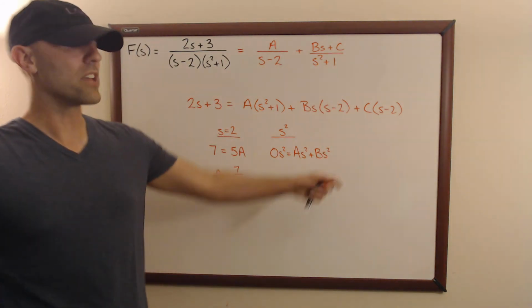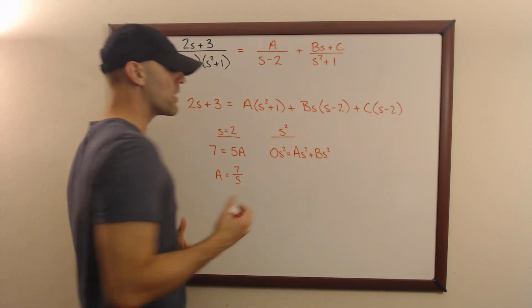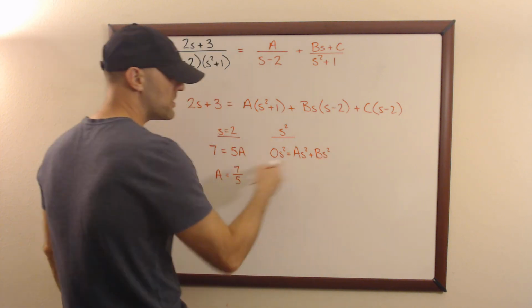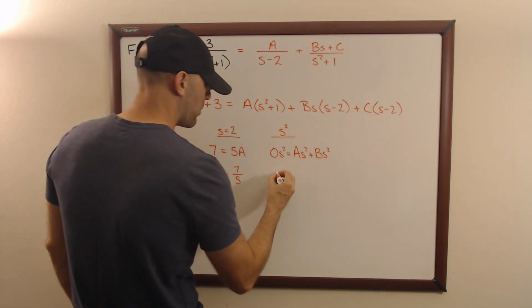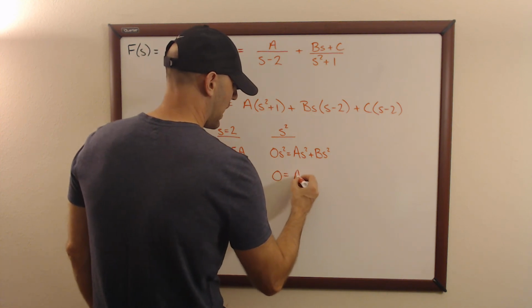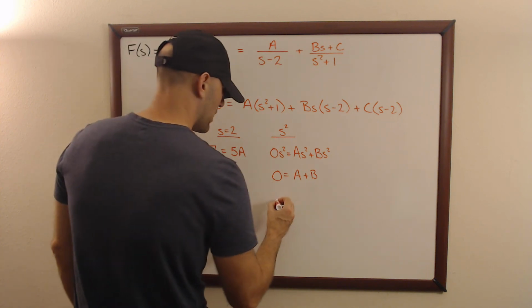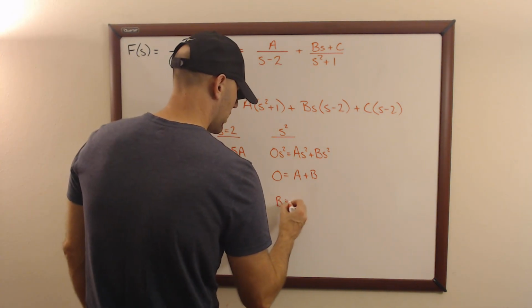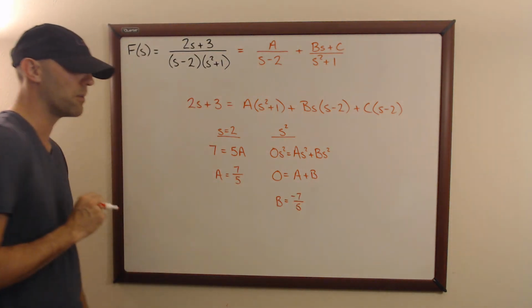C can't make an s squared term, right? I've got c times s times negative 2. C can't make an s squared term. So there are no more, this is it. Well, if these are all of the s squared terms, then this must be equal, and so therefore 0 must be a plus b, but I know what a is. A is 7/5. So b must be negative 7/5, because b plus a must be 0.